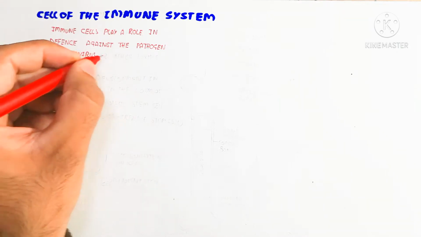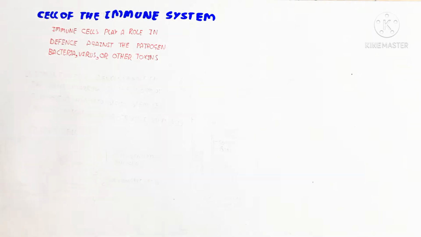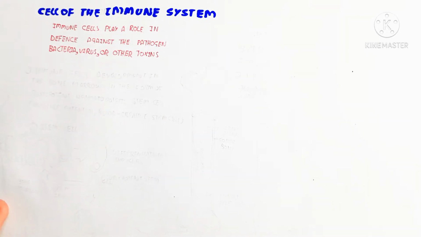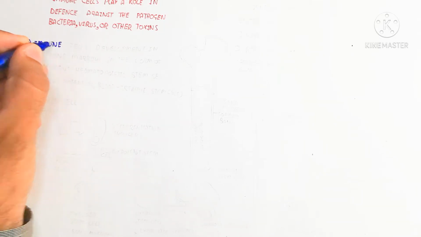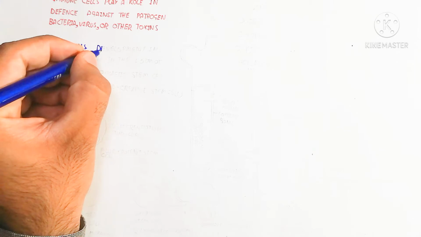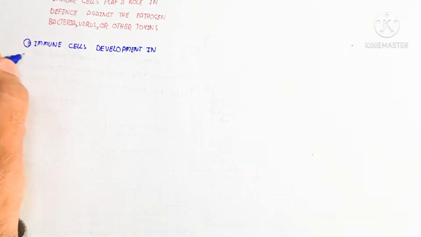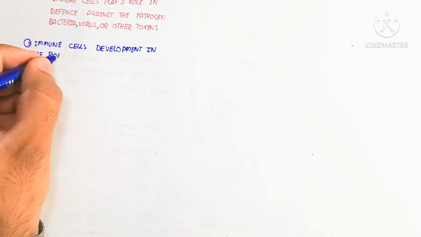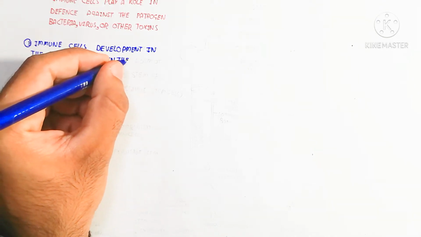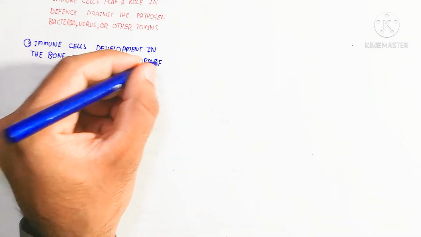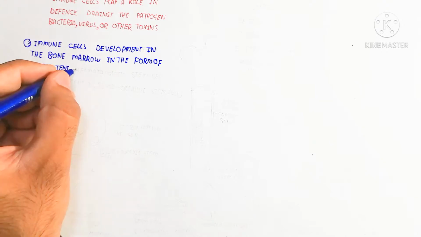Immune cells develop in the bone marrow in the form of pluripotent hematopoietic stem cells. So pluri means multiple and potent means potential, while hemo means blood and poietic means creative, and a stem cell is a cell which is able to proliferate and become a new cell generation.